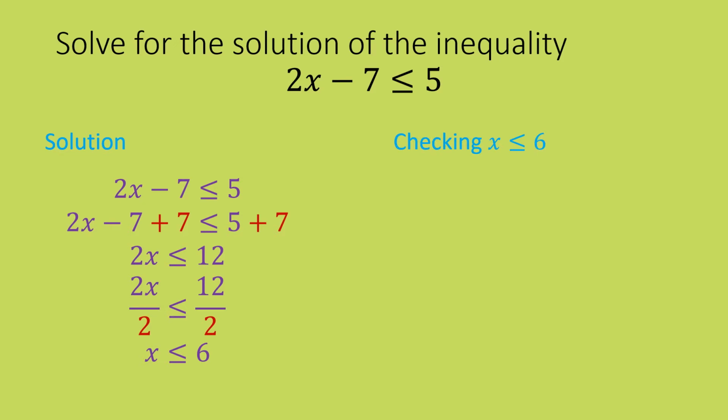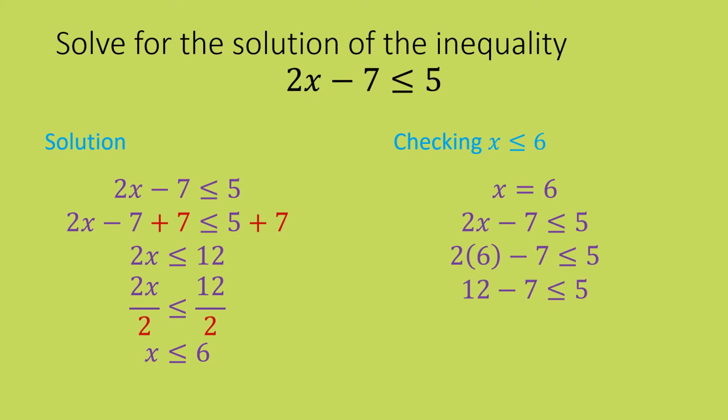Now, in order to check if our answer is correct, let's do some checking. So x is less than or equal to 6, so we are now using x is 6. We have 2x minus 7 is less than or equal to 5 as the original inequality. Substituting the value, 2 times 6 minus 7 is less than or equal to 5. So we have 12 minus 7 is less than or equal to 5. So we have 5 is less than or equal to 5, which satisfies the inequality. And now we are sure that x is less than or equal to 6 is the answer.